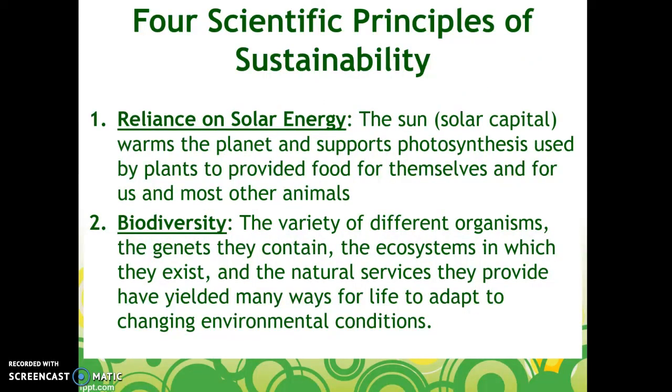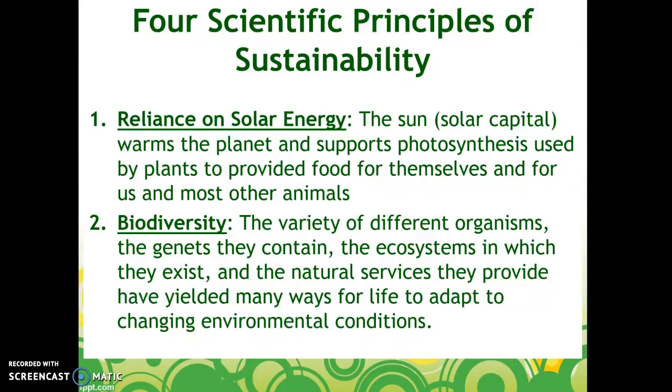So the first of the 4 scientific principles of sustainability is our reliance on solar energy. The sun warms the planet and supports photosynthesis, which is used by plants to provide food for themselves and for humans and most other animals.